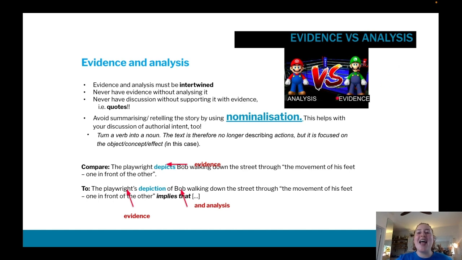So Mario and Luigi are never separated. Evidence and analysis are never separated. Anytime we analyze, we need evidence to back it up. Anytime we bring about evidence, we need analysis to break that down. So we need to intertwine Mario and Luigi. They're never separated. They are brothers, as are evidence and analysis. So we need to support what we are saying with evidence, and we need to break down the evidence with analysis.